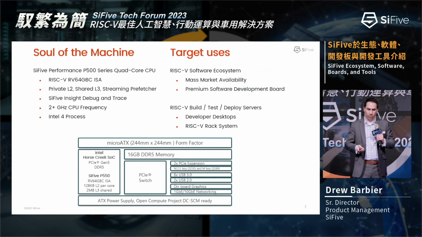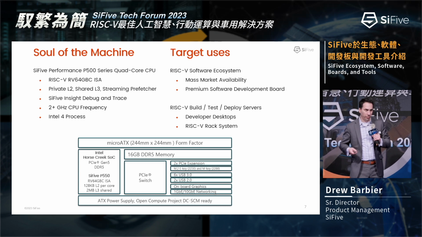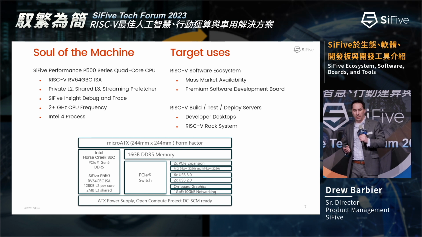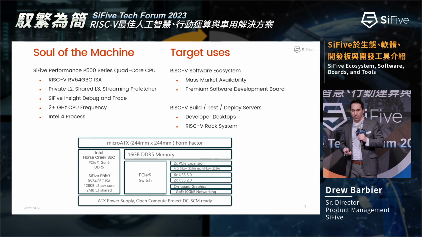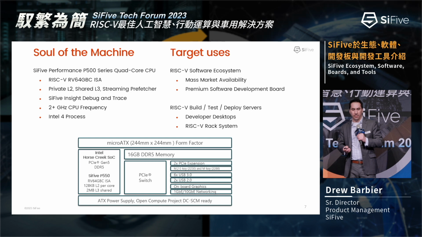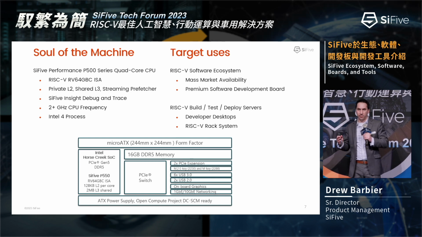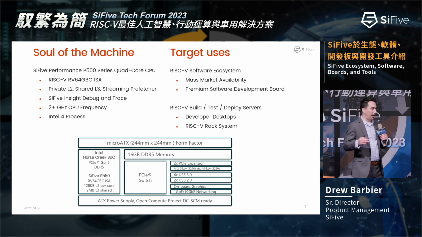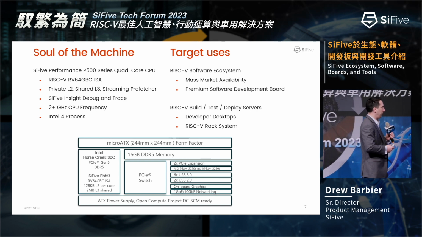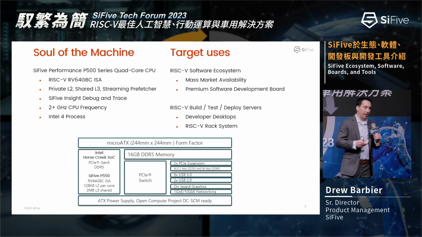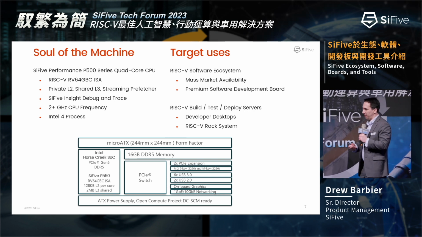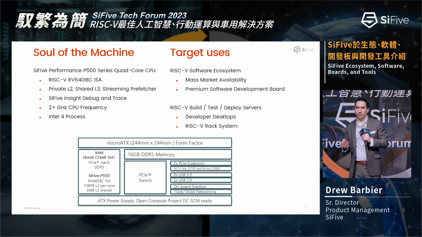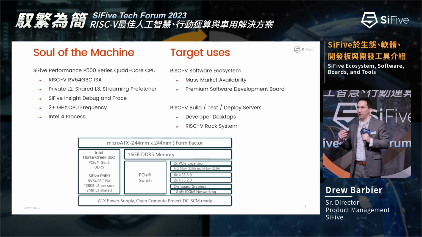It's a developer-friendly board. This is the soul of the machine for the HiFive Pro P550. It carries forth some of the things that we had in the HiFive Unmatched, in that it's a micro ATX form factor. It has PCI Express expansion, the latest DDR5-5600, M.2 slots, USB, and gigabit Ethernet. This thing looks and feels like a PC, and that's on purpose, so that it's developer friendly.